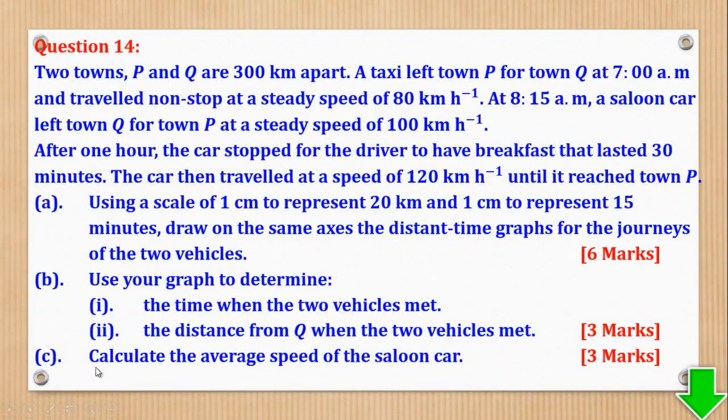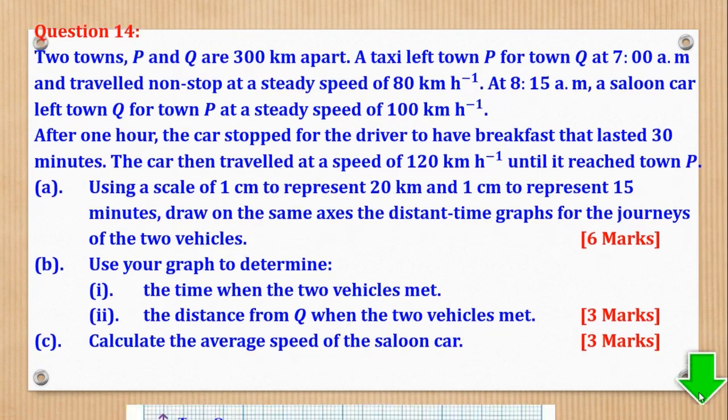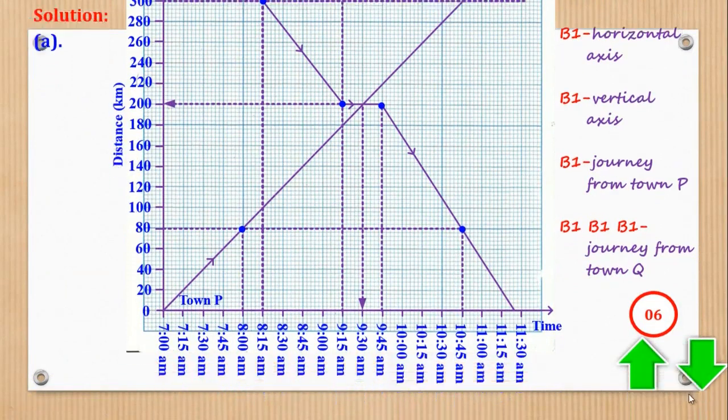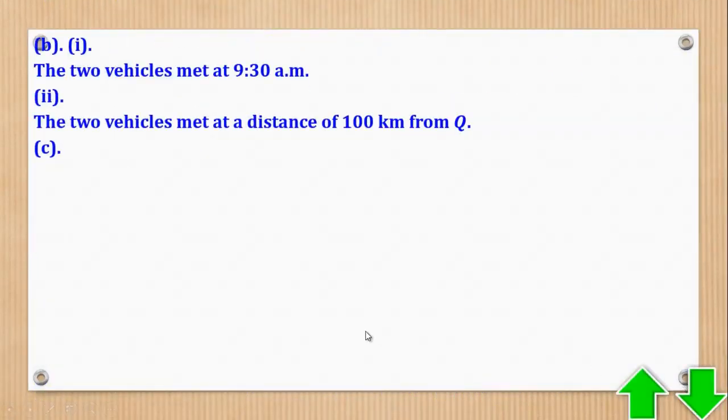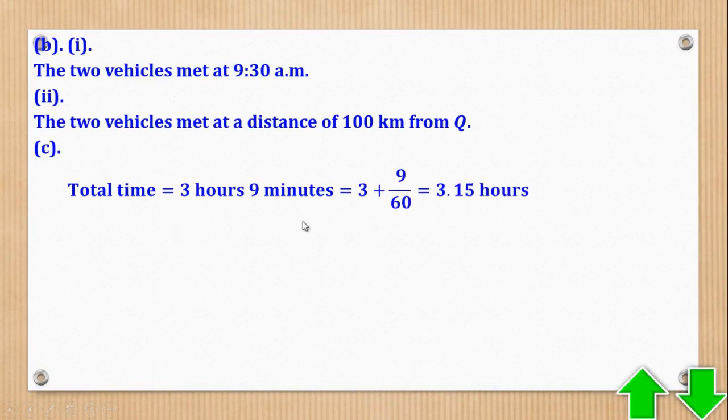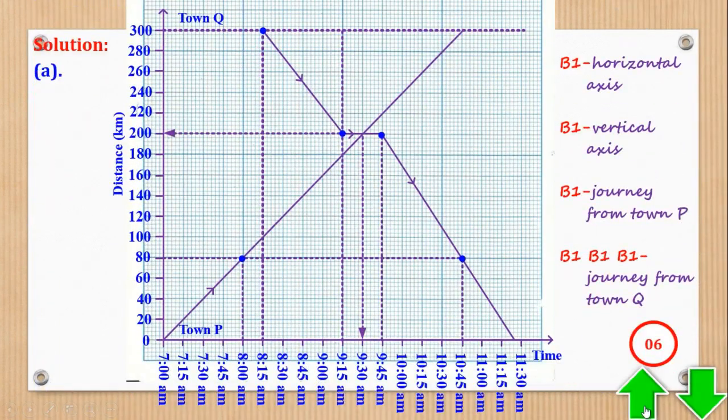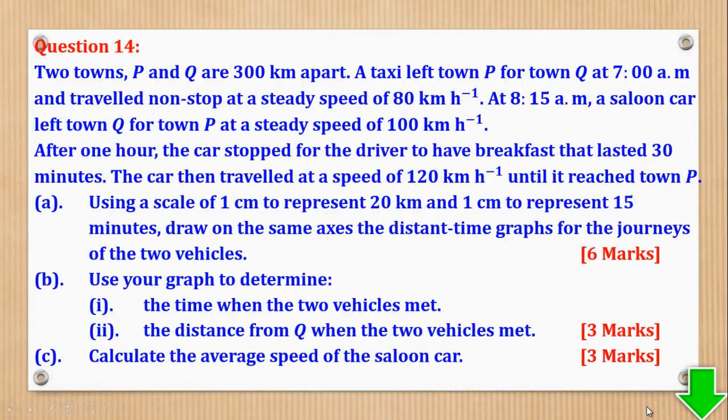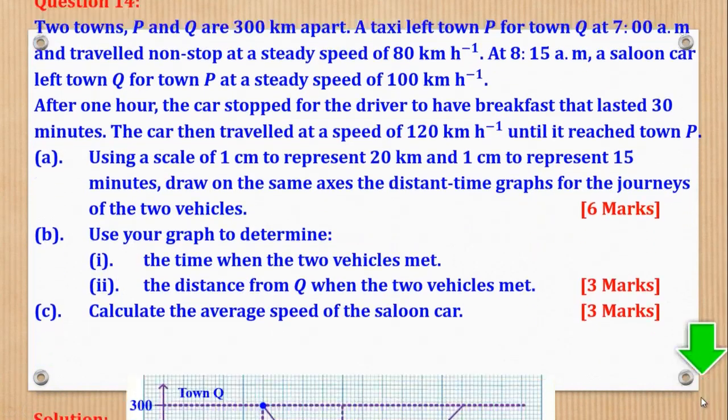Part C, they said, calculate the average speed of the saloon car. Average speed means total distance over total time. So total distance is known, it was 300. What about total time? Total time is 3 hours, 9 minutes. How did we get that? So remember they said average speed of the saloon car. So let's see how it came about.